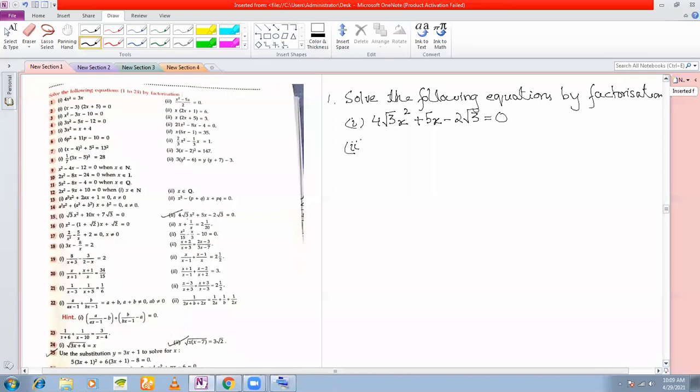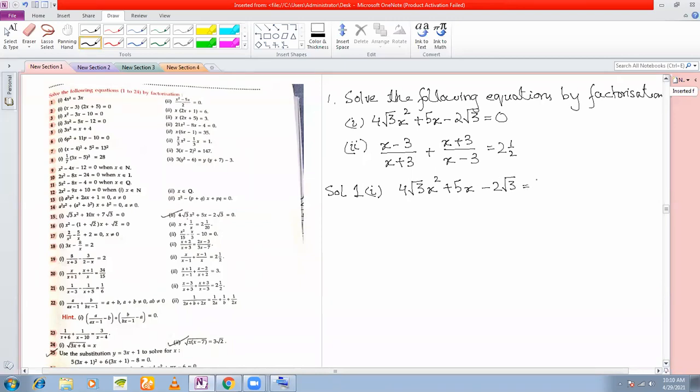Second one is (x minus 3) by (x plus 3) plus (x plus 3) by (x minus 3) is equal to 2.5. Okay, let us solve these two first. First one, 4 root 3 x square plus 5x minus 2 root 3.